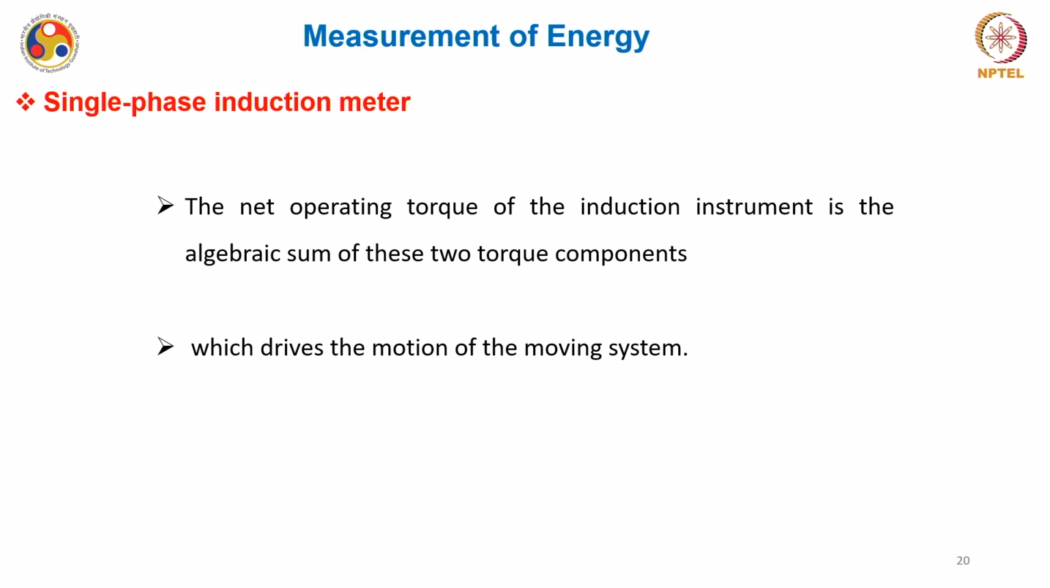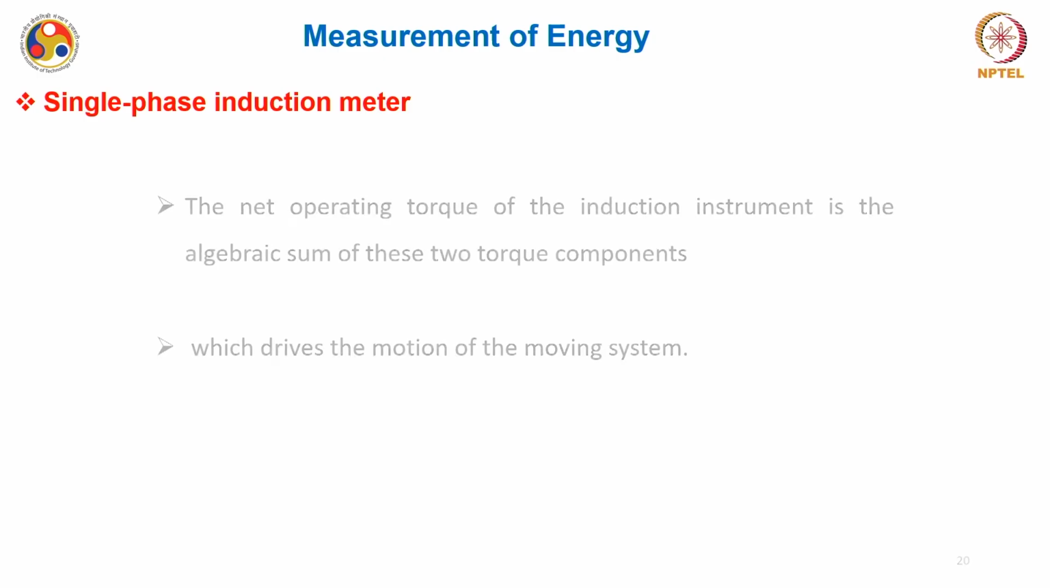Now we have two different torques acting in different directions. So the net operating torque of the induction instrument is the algebraic sum of these two torque components, and this torque drives the motion of the moving system.